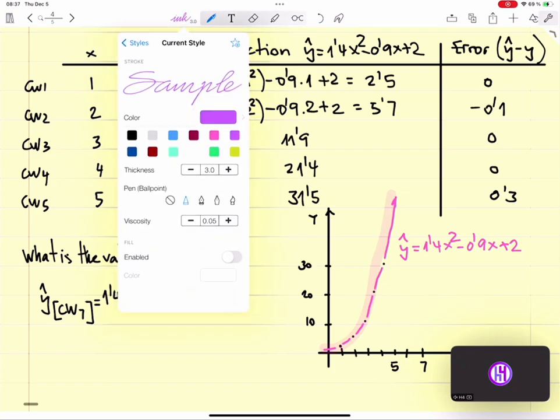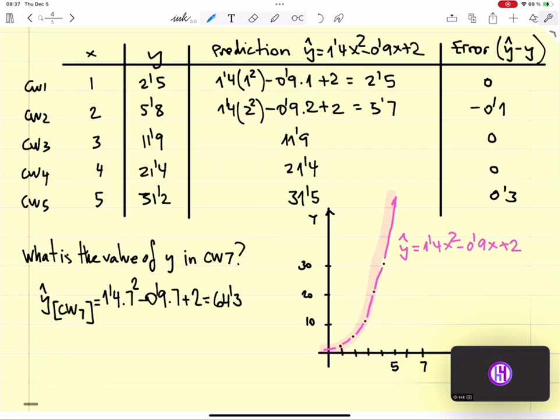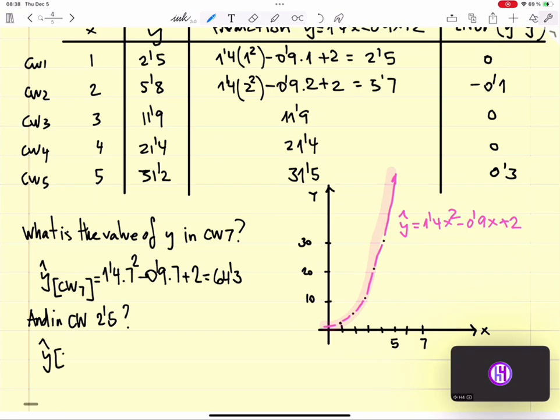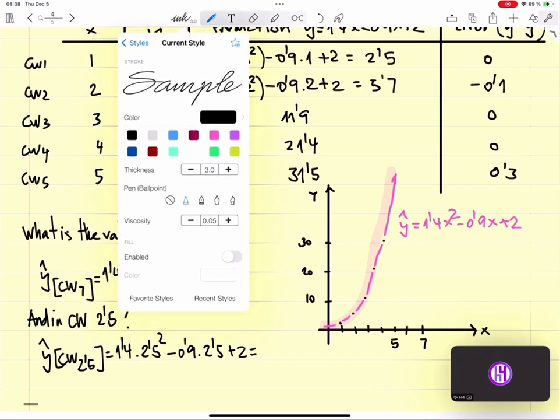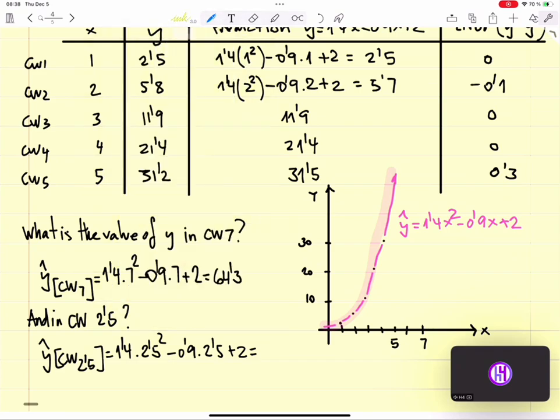Of course, in another week, let's say calendar week 2.5, it's exactly the same. We compute 1.4 times 2.5 squared minus 0.7 times 2.5 plus 2. So this would be something like here, right?